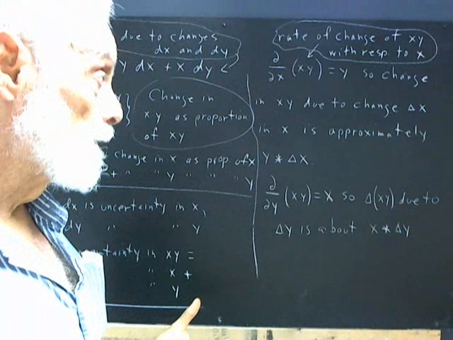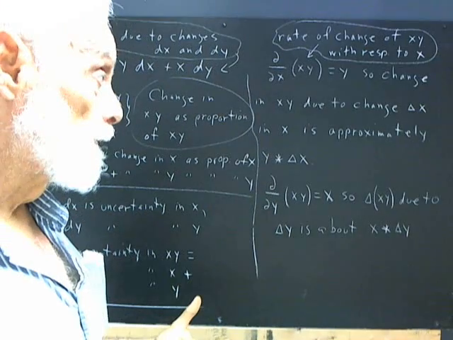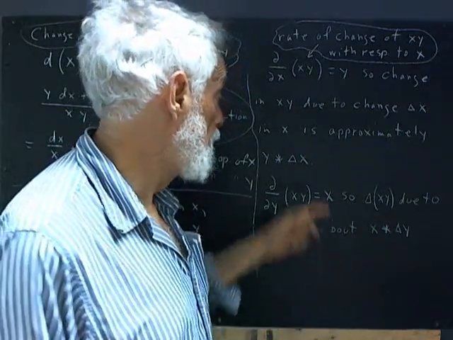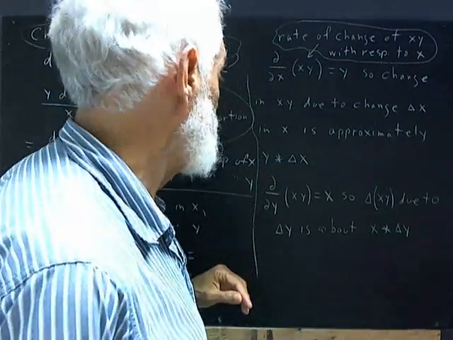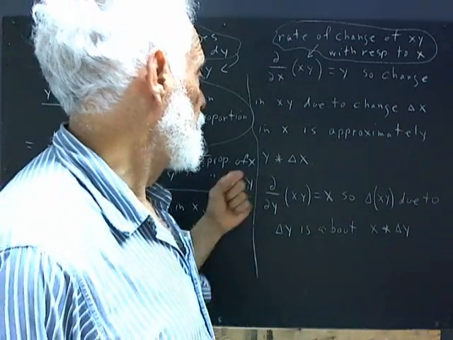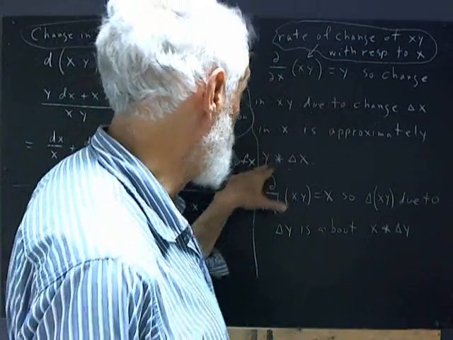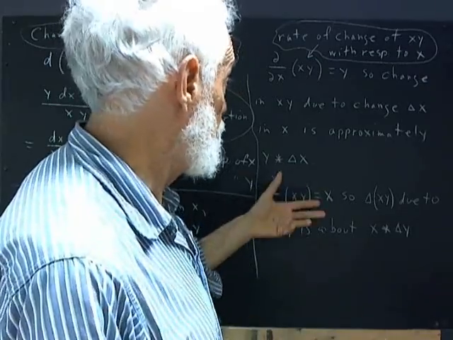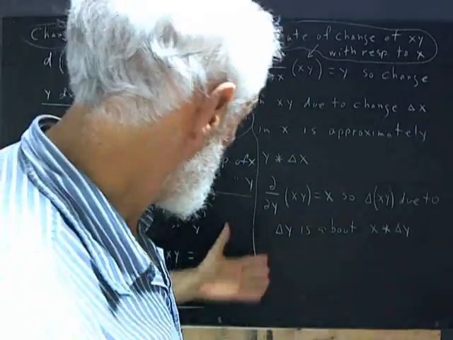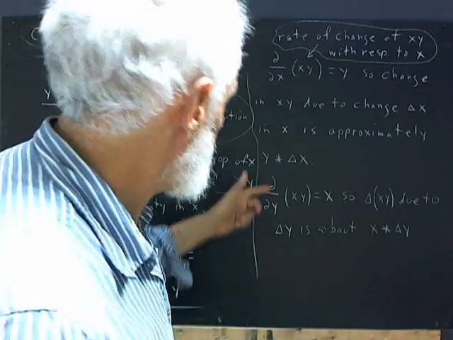Okay, so what we can say then from this is that the change in xy due to a change delta x in the value of x is going to approximately be equal to the rate of change, y, multiplied by the change in x. And if you understand the concept of rate of change, which is the concept we began this course with, you should be able to digest this statement fairly easily. Just you multiply the rate of change, which is the derivative, which is y in this case, by the change in x, and that's going to give you the change in your original quantity xy.